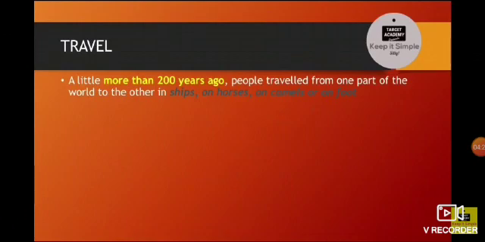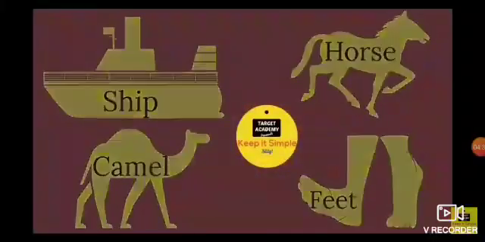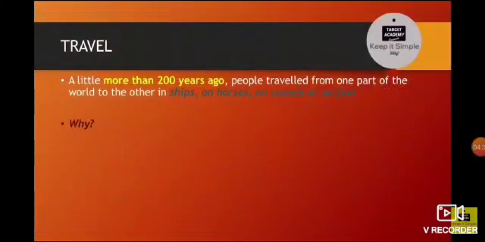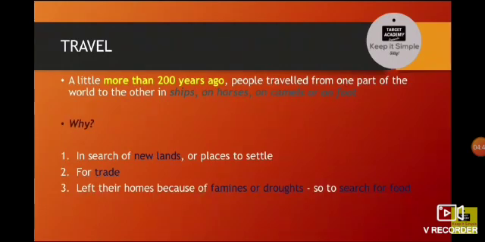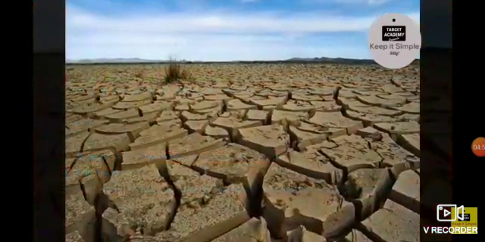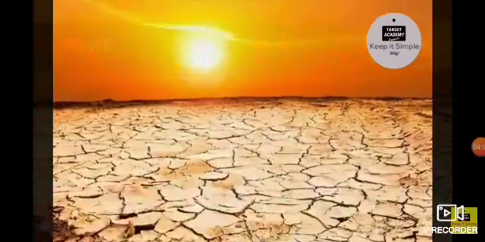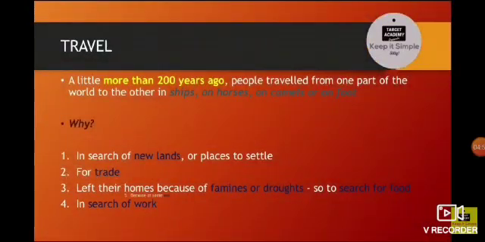Travel. A little more than 200 years ago, people traveled from one part of the world to another on sheep, on camel, on horse, and on foot. We have learned this in history also. So why did they travel? In search of places, new lands. This we have learned in history also, students, in the first chapter: what, where, how, and when. For trade, they left their home because of families or to escape from natural disasters. As you have seen in the first video of history, to get rid of natural disasters like earthquake, drought, etc., in search of earning, that is livelihood, or because of some war.